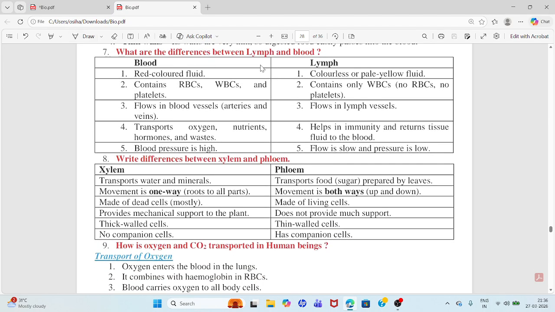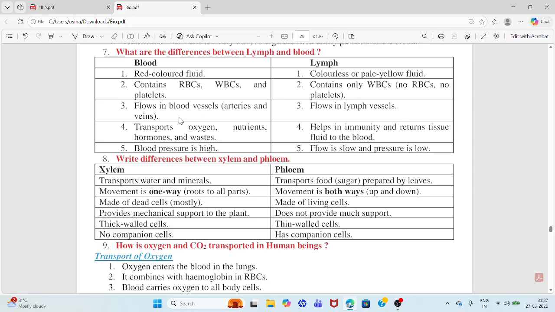Seventh question. What are the differences between lymph and blood? First, see blood and lymph. Blood is a red colored fluid; lymph is a colorless or pale yellow fluid. Blood contains RBCs, WBCs, and platelets. Lymph contains WBCs only. Blood flows in blood vessels; lymph flows in lymph vessels. Blood transports oxygen, nutrients, hormones, and waste. Lymph helps in immunity and returns tissue fluid to the blood.